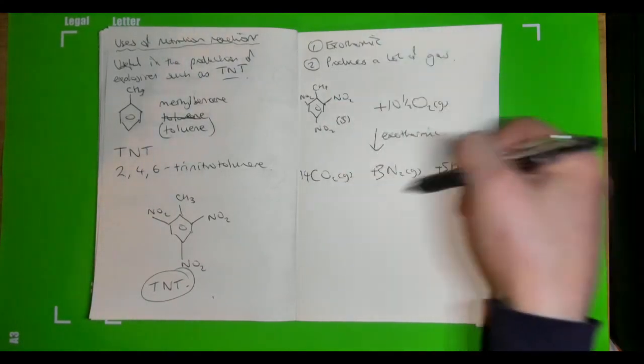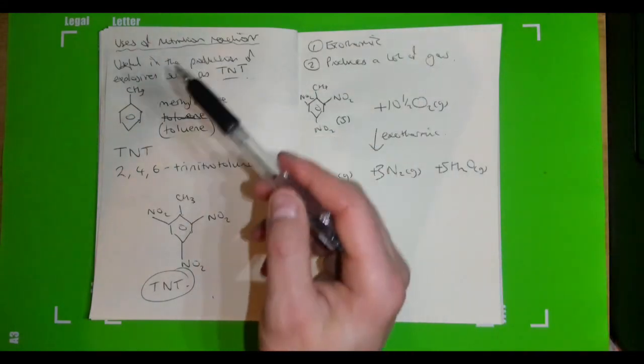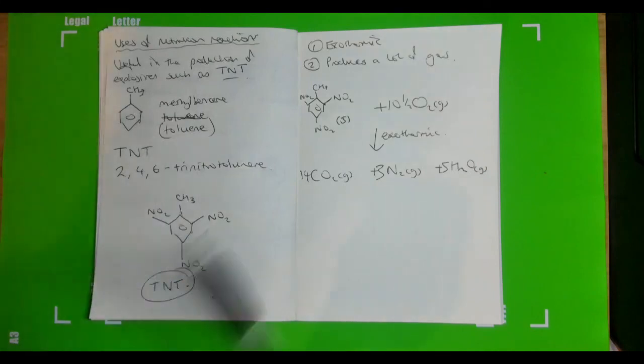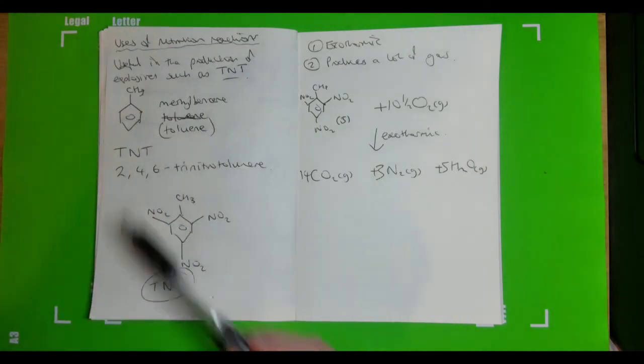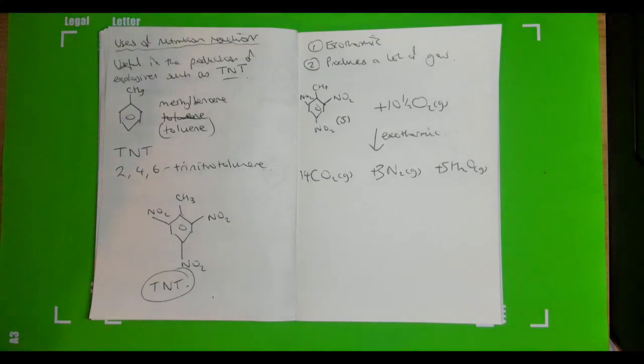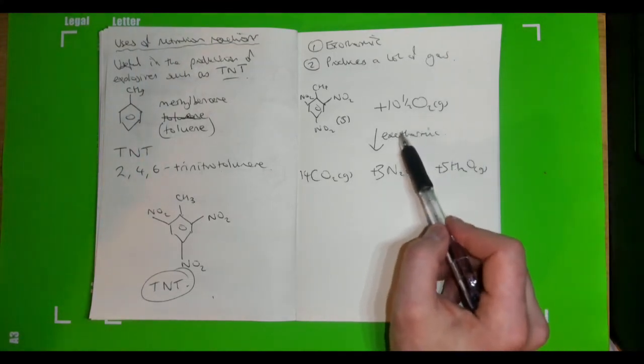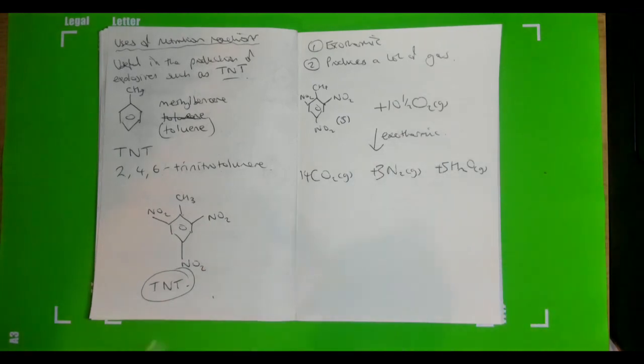You don't need to know this reaction, by the way. You don't need to know it. But you do need to know the use of nitrating arenes, and this is one of them to produce explosives. So what we've got here is a load of gas produced, and it's very exothermic. These two things make TNT a great explosive. Okay, so that is basically the reactions of arenes.